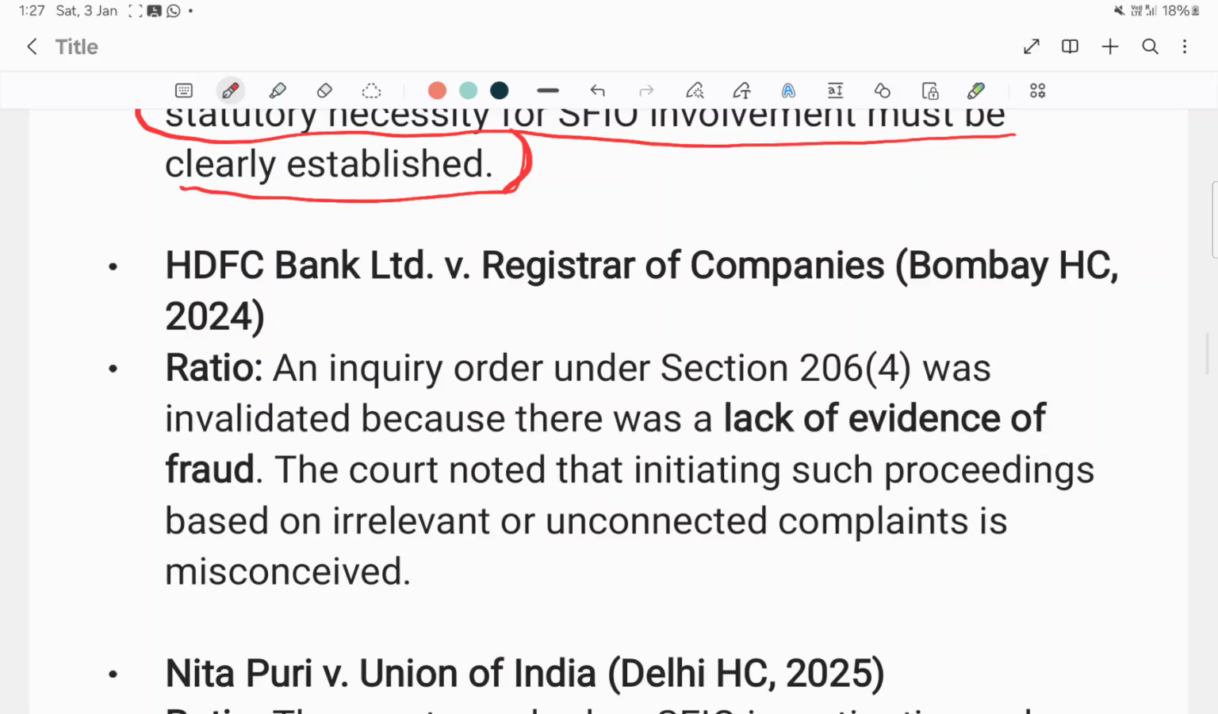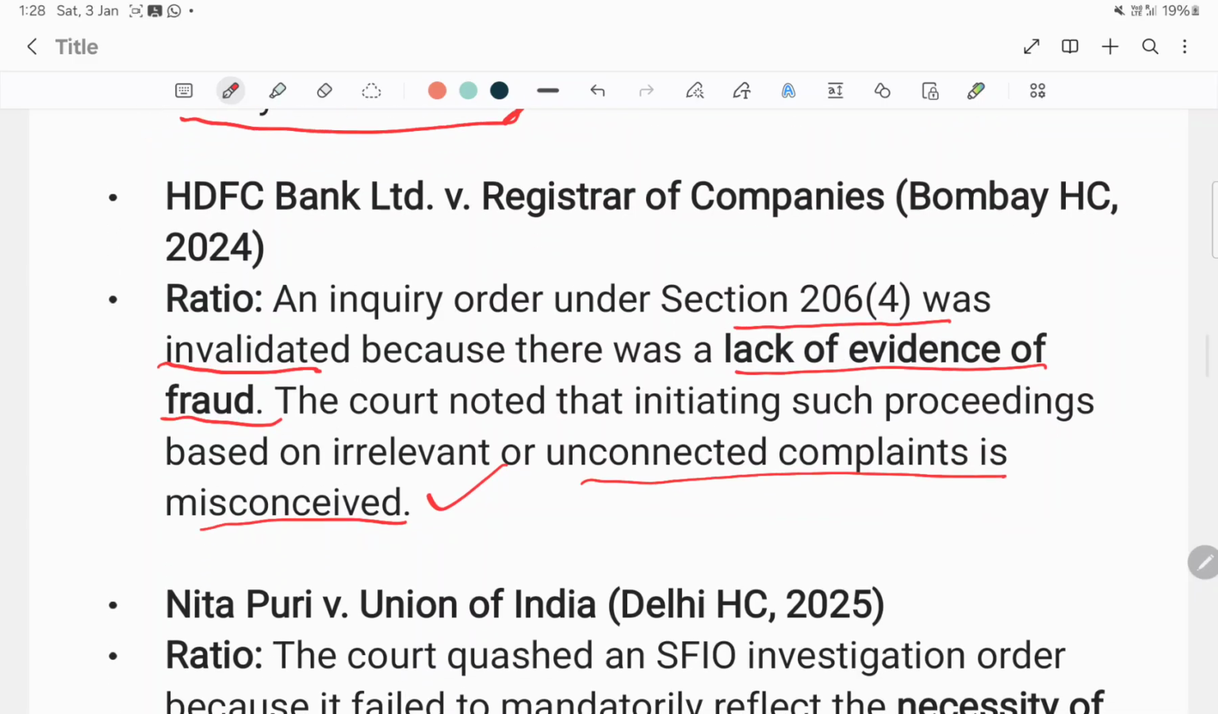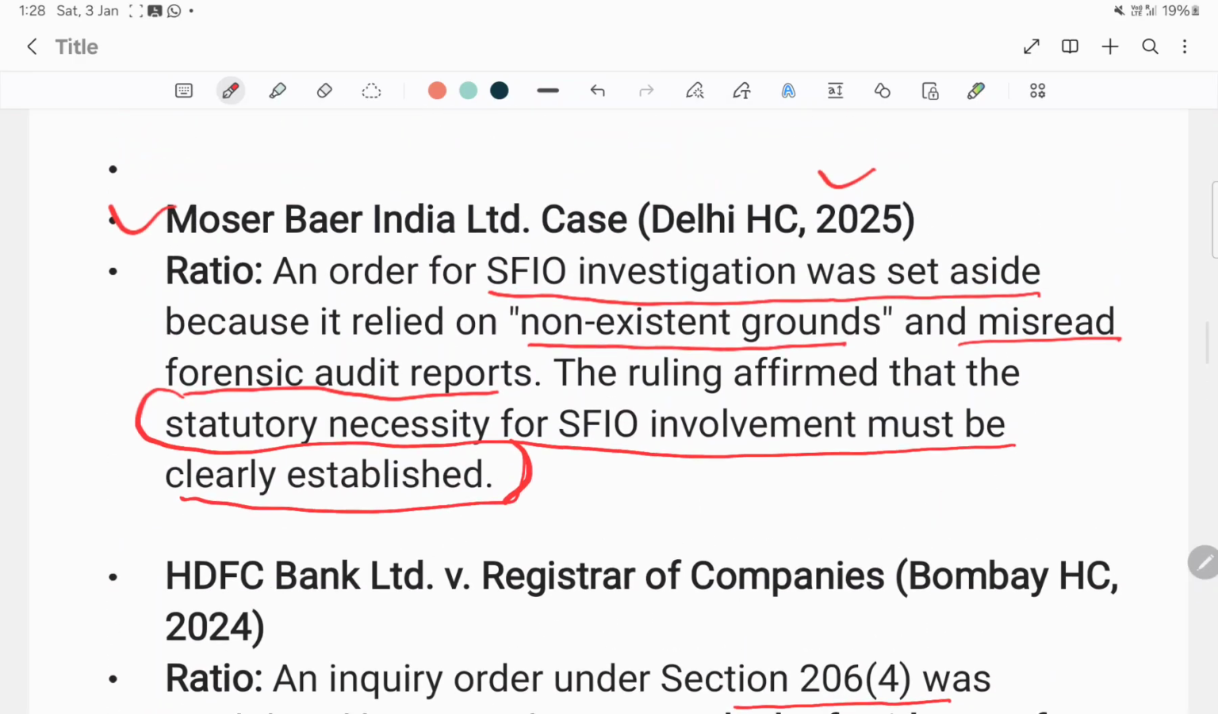Thereafter, HDFC Bank Limited versus Registrar of Companies, Bombay High Court says that the inquiry under Section 206 Clause 4 was invalidated because there was a lack of evidence of fraud. The court noted that initiating such proceedings based on irrelevant or unconnected complaints is misconceived. This is also the same as the case we have already read, Moser Baer.